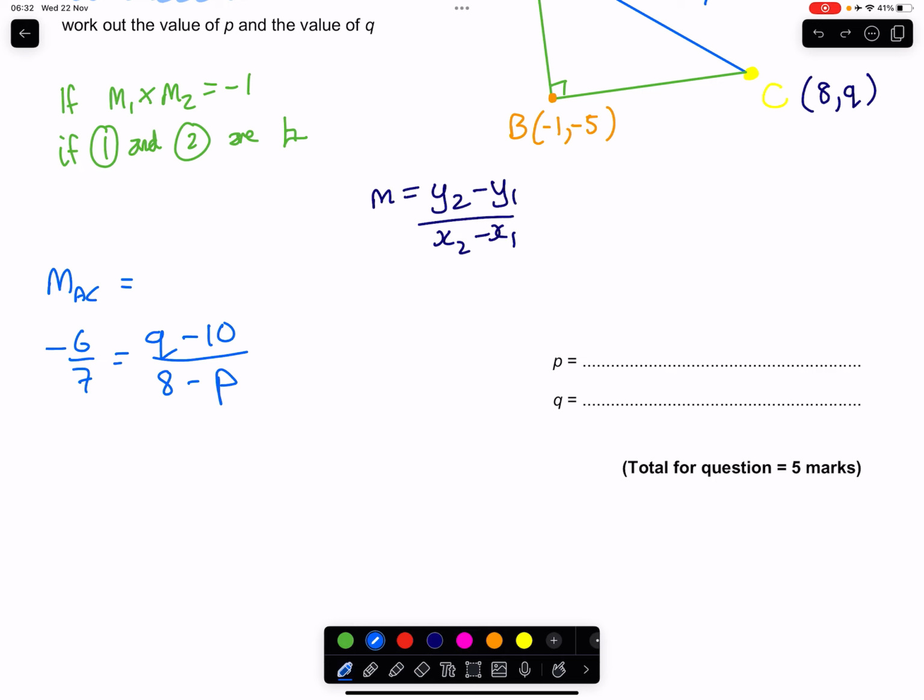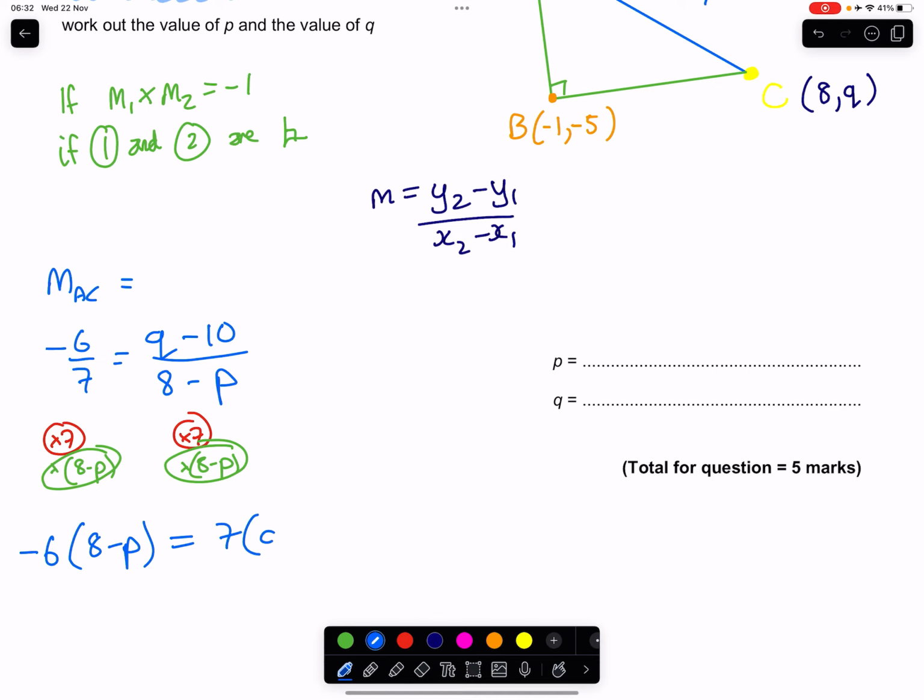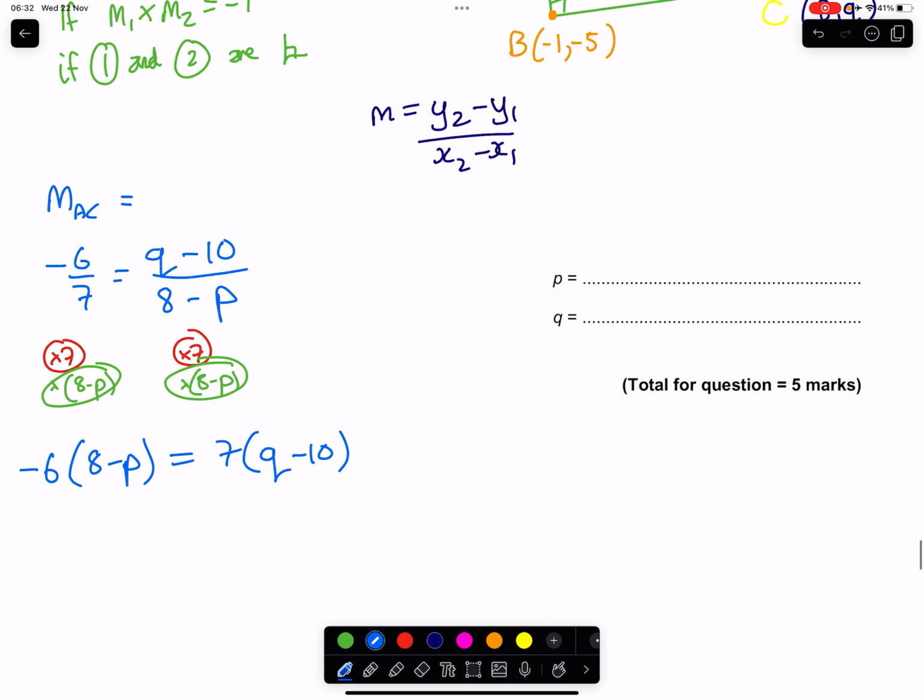For simplifying, or getting this at least a little bit more friendly, I'm going to multiply both sides by 7. And at the same time, I'm going to multiply both sides by 8 minus P. That's going to get rid of both of these fractions. And then that will end up giving us minus 6 bracket 8 minus P equals 7 bracket Q minus 10. And I'm just going to break that out and rearrange it to look a little bit nicer. Minus 6 times 8 is minus 48. Minus 6 times P is a positive 6P. 7 times Q and 7 times negative 10 gives us the following.